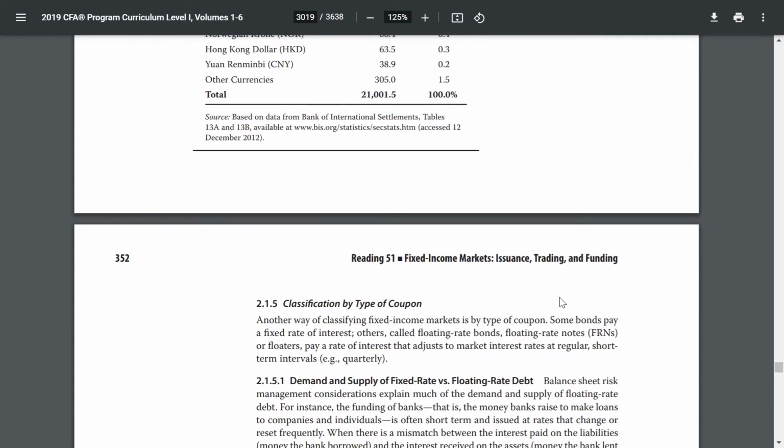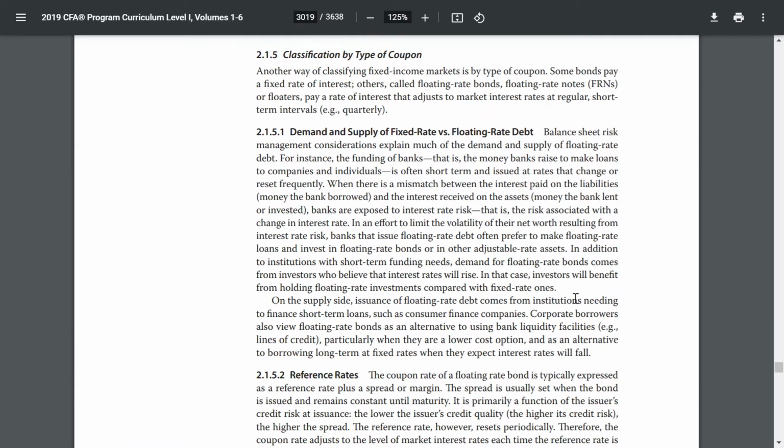Classifications of types of coupons. Another way to classify fixed income markets is by the type of coupons. Some bonds pay a fixed rate of interest. Others, called floating rate bonds, floating rate notes, or floaters, pay a rate of interest that is adjusted to market interest rates at regular short-term intervals. Balance sheet risk management considerations explain much of the demand and supply of fixed rate versus floating rate debt.